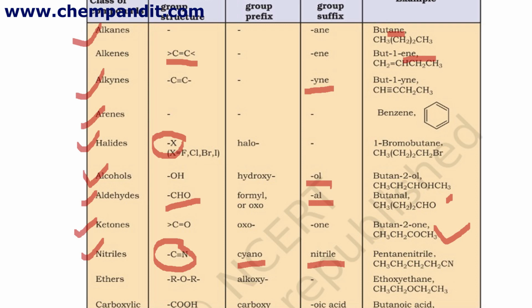Then we have ethers. Ethers you already know are R-O-R. There is an oxygen atom surrounded from both sides by alkyl groups. So basically C-O-C, you can call it like that also. Then this is always used as a prefix, alkoxy. And the example is alkoxyethane.